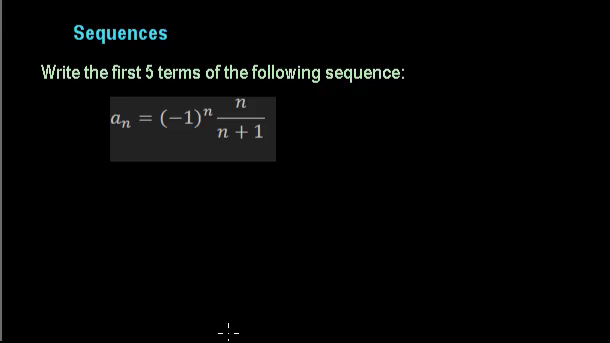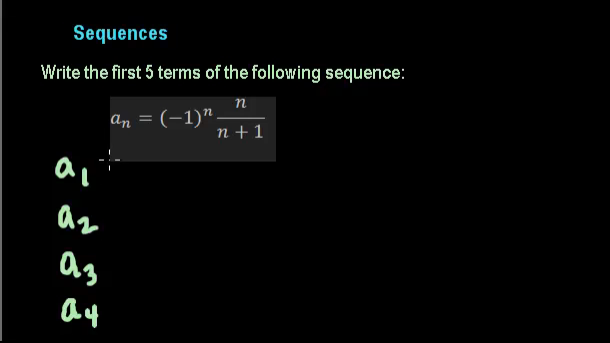Sequences and series. That's our topic for today. First up, we're going to write the first 5 terms of the following sequence. What that means is I'd like to know what the first term is, and I'm going to call that A1. The second term I'm going to call A2, then A3, A4, and then of course A5.